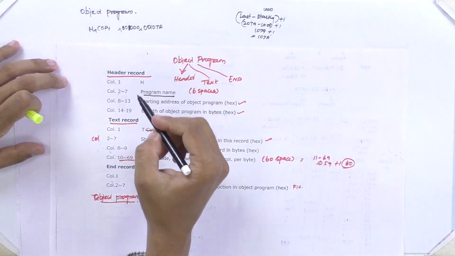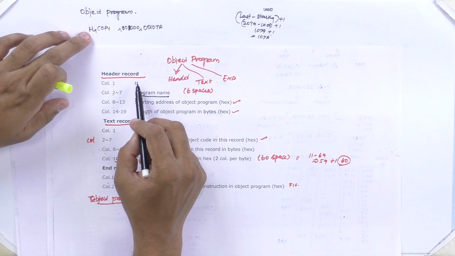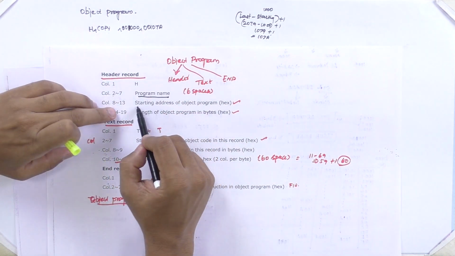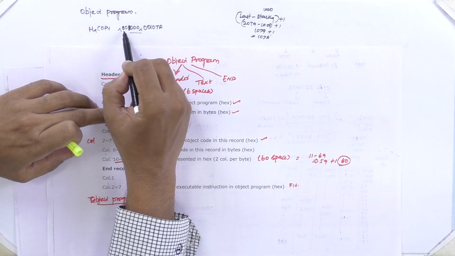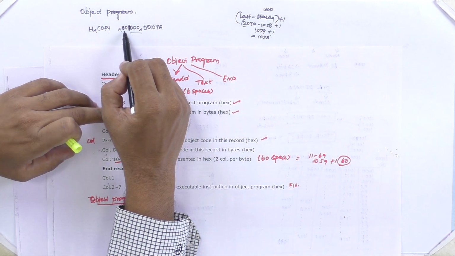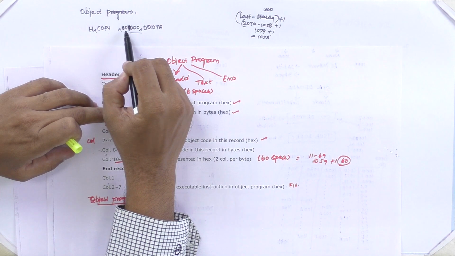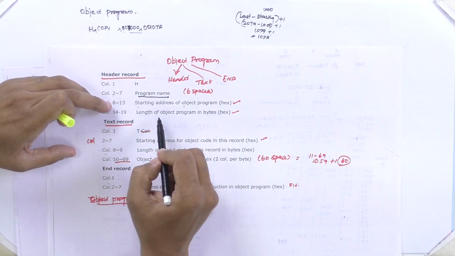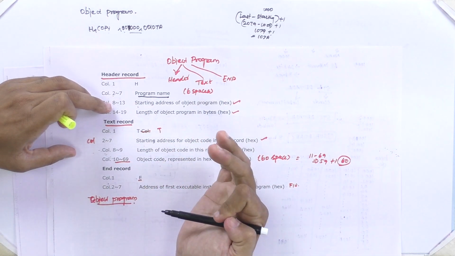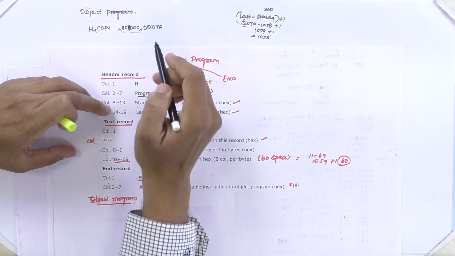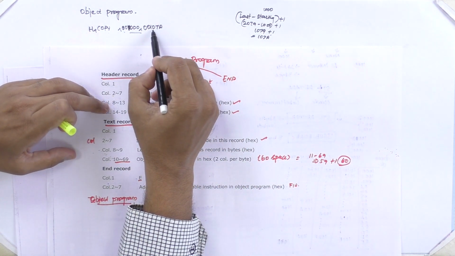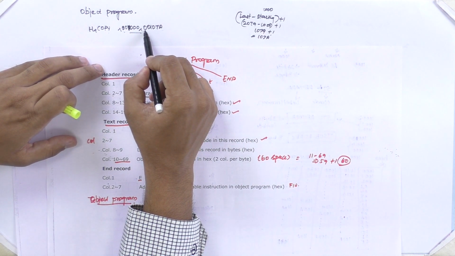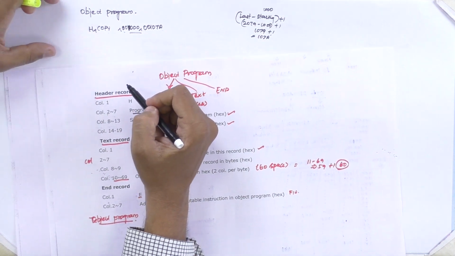So hope you might have understood what is header record. So it should contain H. Then it should contain the name of the program, which is copy. Then I have written the starting address of the program, which is 1000. Since it is 6 memory spaces, I have written 1000, and before 1000 I have added 2 zeros. Then last one is the length of the program, 14, 15, 16, 17, 18, 19. So again I have 6 memory spaces, but my program length is only 107A. I have added 2 zeros here. This is how you write the header record.